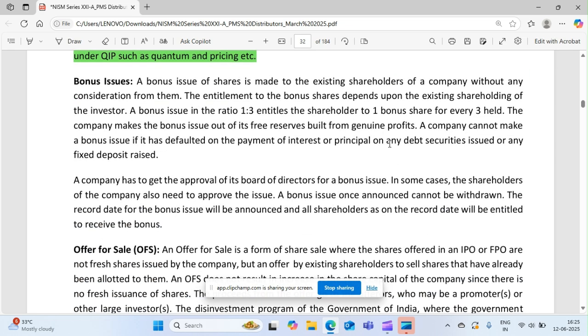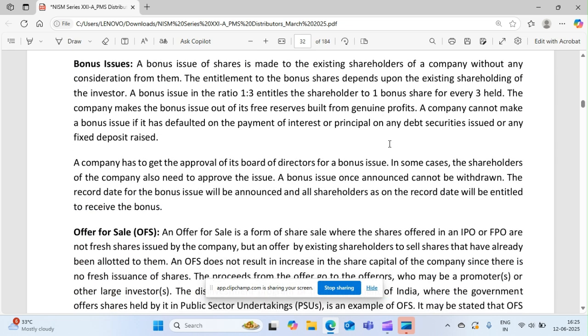Then additional shares may be issued through bonus. Bonus does not mean that you are getting a bonus like you get from your employer, right?